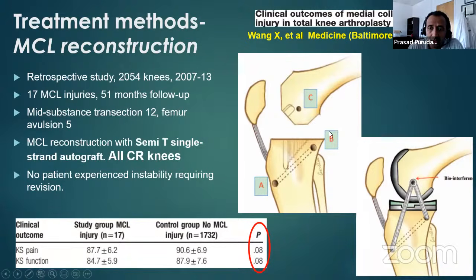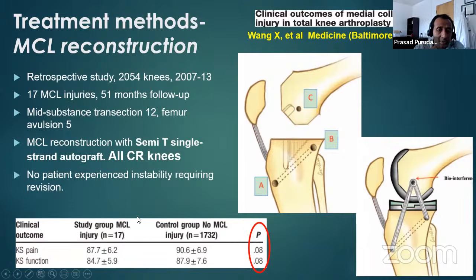They made a tunnel. It's a nice paper. You can look at the technique. They have a nice description of the whole technique there. So a tunnel in the tibia, and then they pass the semi-T tendon and then anchored it into the socket here with the biotenodesis screw into the medial epicondyle. So they also demonstrated good results with this technique, and no patient experienced any instability requiring revision.